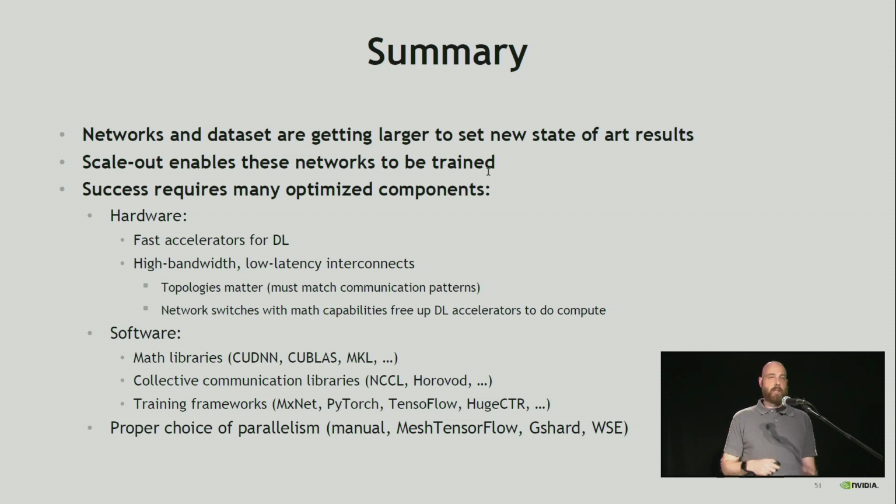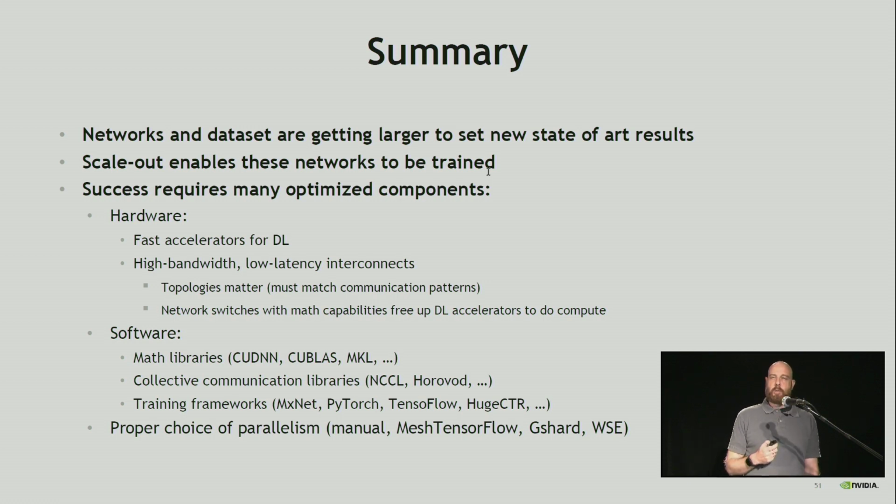Software-wise, you need efficient math libraries. For GPUs, there's cuDNN, cuBLAS, MKL for CPUs. TPUs have libraries as well to effectively use their math engines. You need collective communication libraries, so things like NCCL from NVIDIA or Horovod. These implement collective communications on various topologies in the most efficient way possible, and they keep getting improved. Then you need training frameworks to enable various modes of parallel training: MXNet, PyTorch, TensorFlow, HC32-T1, which is a more specialized framework.